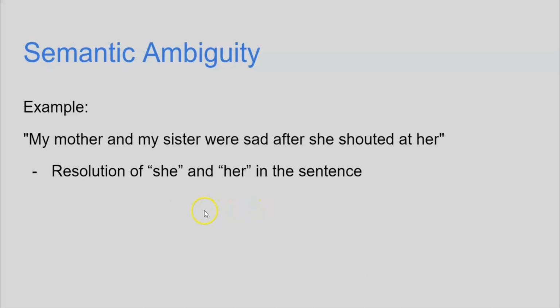Semantic ambiguity is basically caused when a sentence has a lack of context. For example, my mother and my sister were sad after she shouted at her. We can clearly see that there's a lack of resolution of the pronouns used in the sentence. We basically don't know who she and her refer to in this particular sentence.